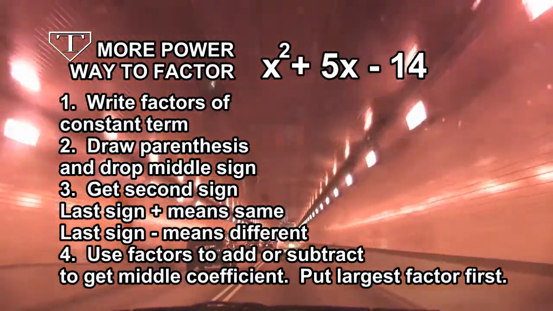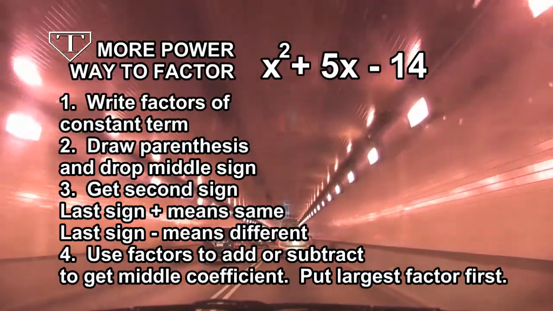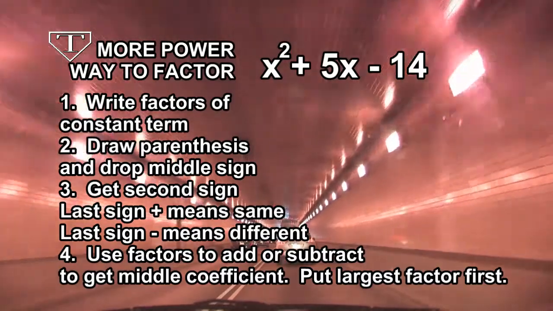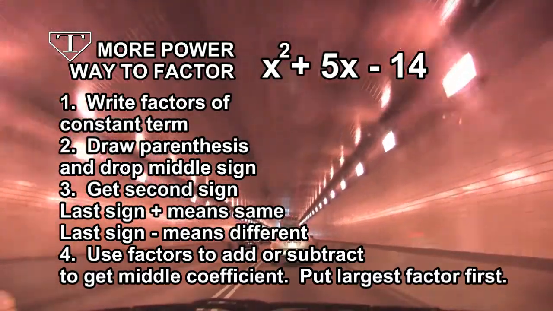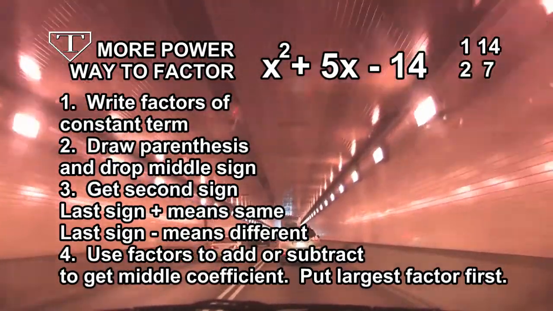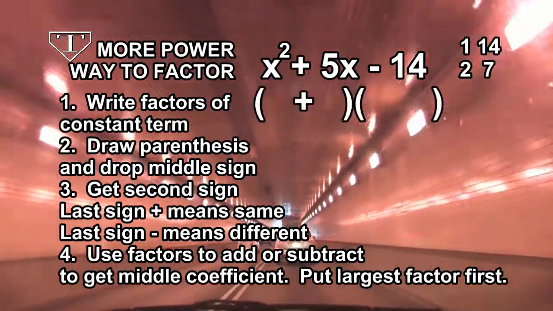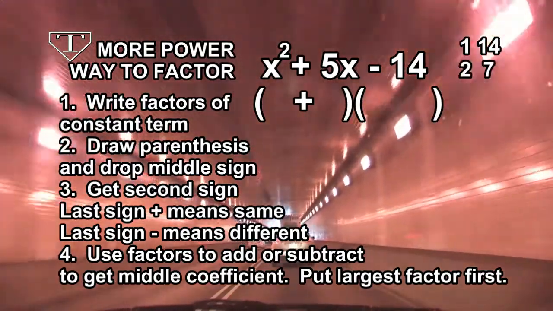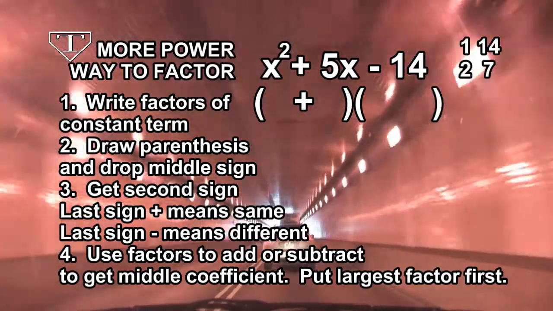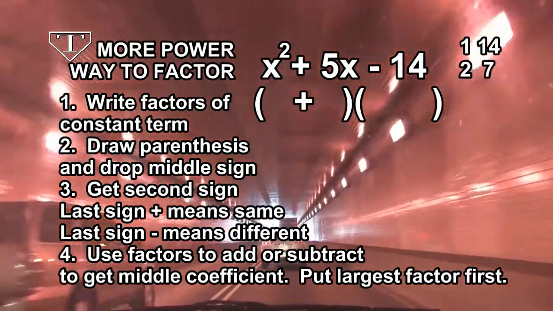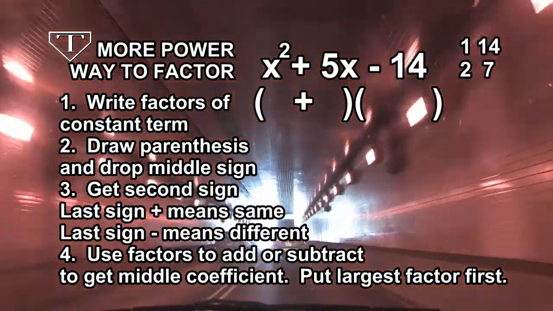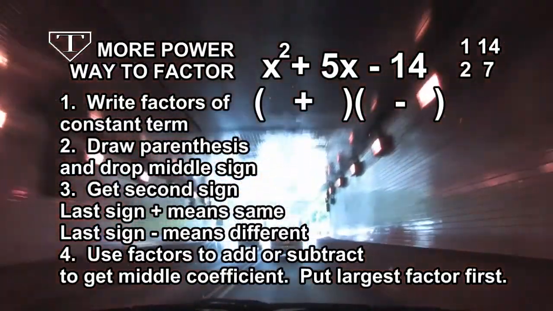Now we'll use the same steps to factor x squared plus 5x minus 14. Step 1 is to write the factors of the constant term of 14. The factors of 14 are 1 times 14 and 2 times 7. The next step is to draw the two parentheses and drop the middle sign of plus into the first parentheses. Step 3 means to use the second sign of minus to get our next sign. Since the last sign is minus 14, both signs in the parentheses will be different. So we'll put minus in the second parenthesis.